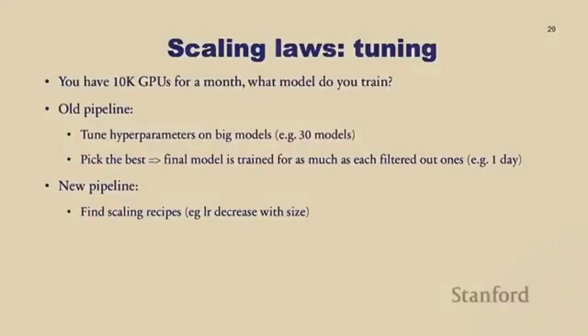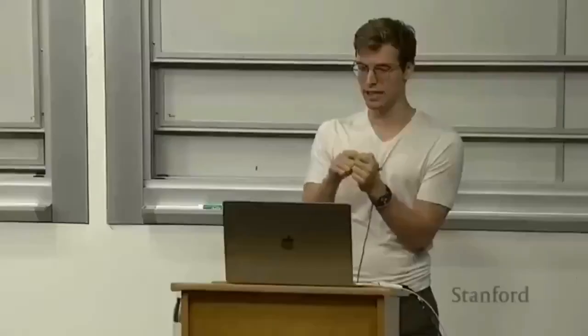The new pipeline is that you first find a scaling recipe. So you find something that tells you, for example, one common thing is that if you increase the size of your model, you should decrease your learning rate. So you find a scaling recipe so that you know if I increase the size of my model, here's what I should do with some hyperparameters. Then you tune your hyperparameters on smaller models of different sizes.